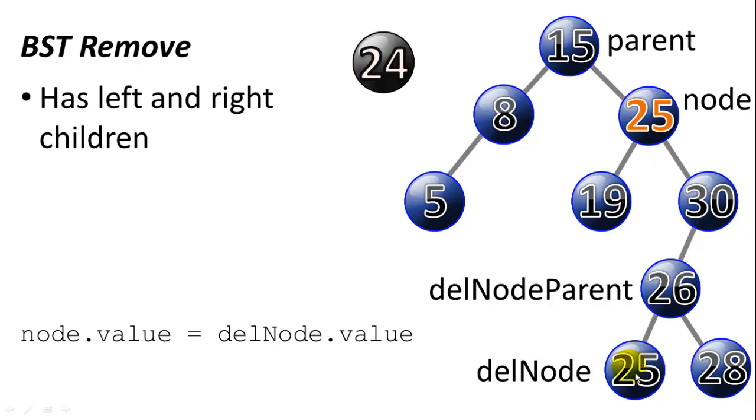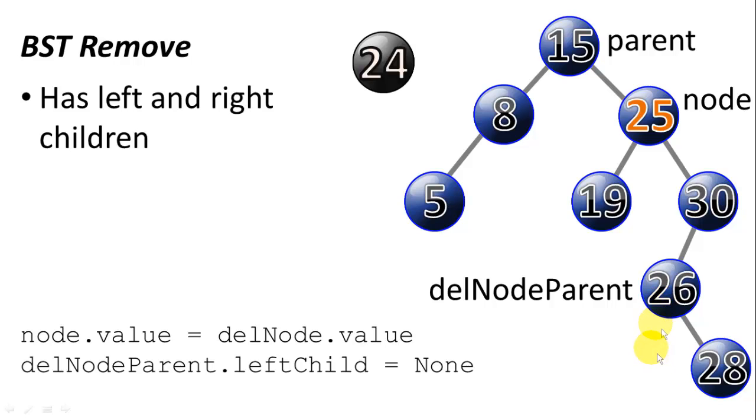Now we can simply delete node 25. We moved the value 25 up to here, so we still have a balanced binary search tree, but we're now going to delete node 25 because we don't want this duplicate value down here. So del node has to be deleted now. And this is pretty simple in this case because there's no subtree below it. We can simply say 26's left child equals none.